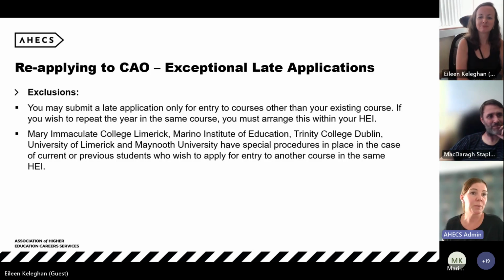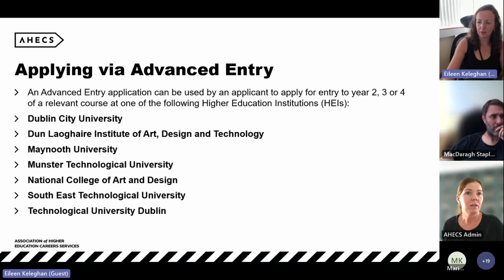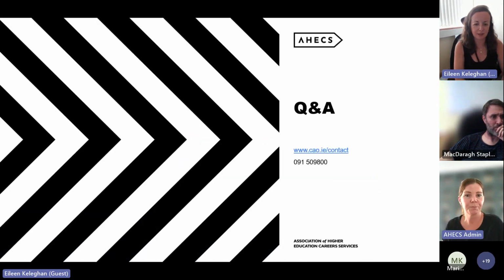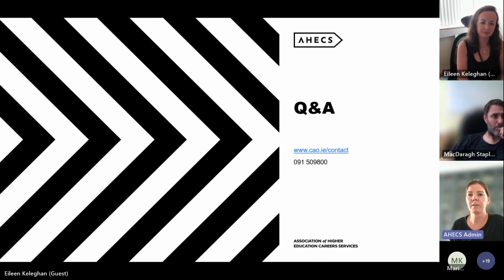Are you happy to share your contact details, Eileen, if anyone needs to follow up afterwards? Yeah, so we generally use the contact form on our website, and everything is assigned to the relevant person. So cao.ie/contact, and as I said, put in career services or guidance in the subject line, and it'll generally come to me if it's a very specific query. And you can get us on the main line at 091 509 800. Perfect. These slides will be on the YouTube channel anyway, so people can refer back to them afterwards.